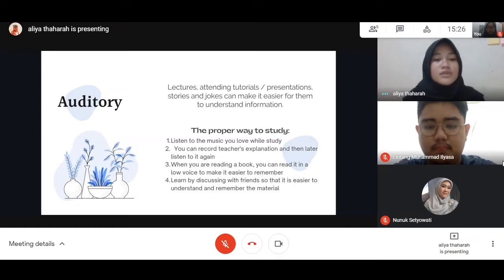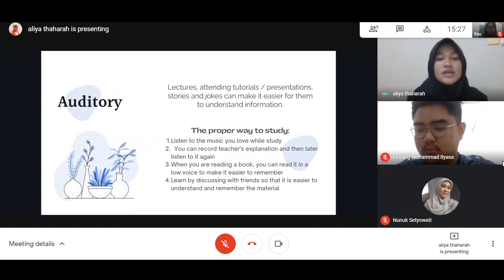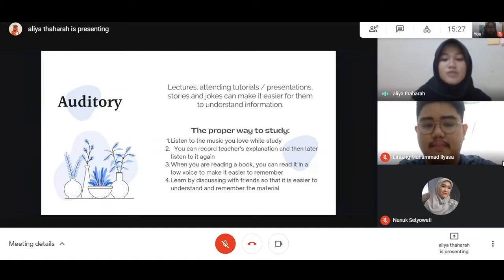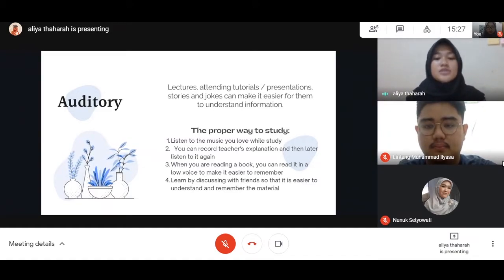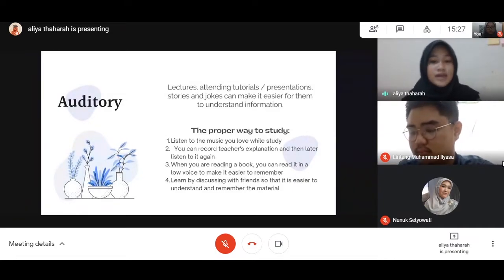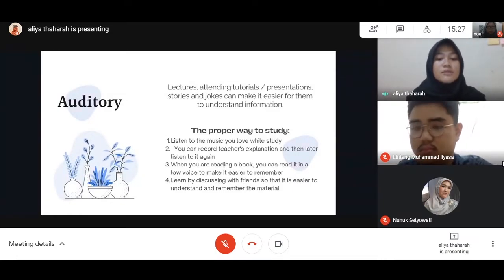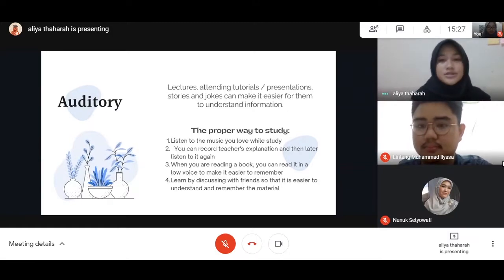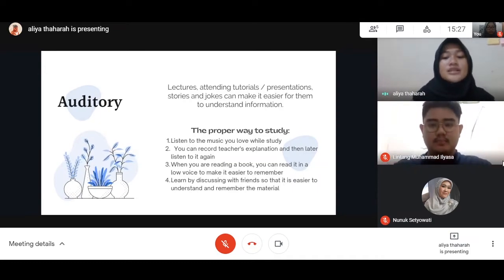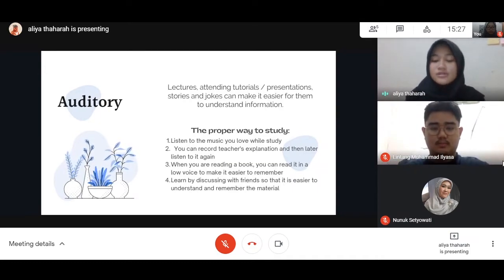But they usually read books in a low voice so that they could hear it, instead of just keeping quiet when they're reading. So the proper ways to study are: listen to the music you love while studying, and you can record the teacher's explanation and then listen to it again later. Third, when you're reading a book, you can read it in a low voice to make it easier to remember. And last, learn by discussing with friends so that it is easier to understand and remember the material.